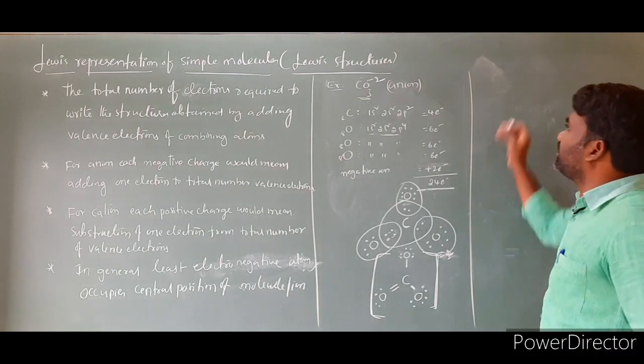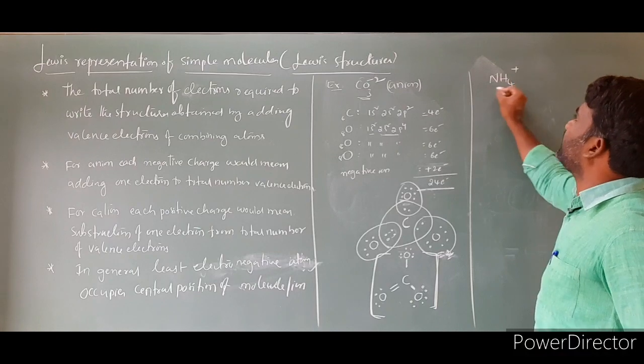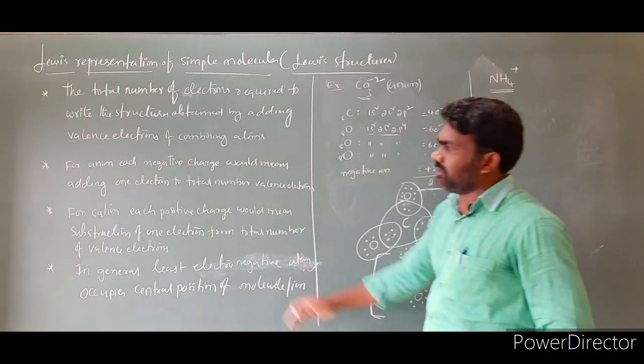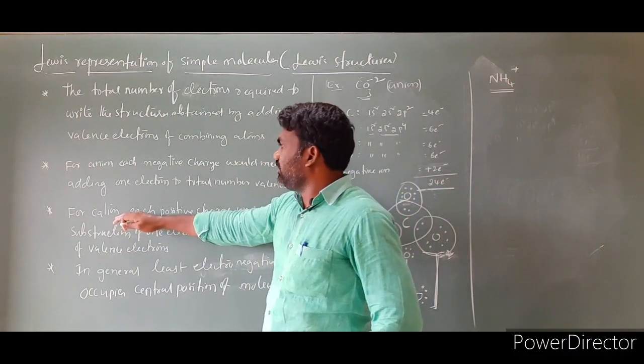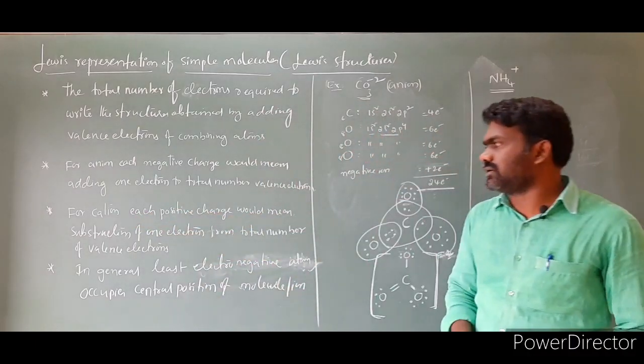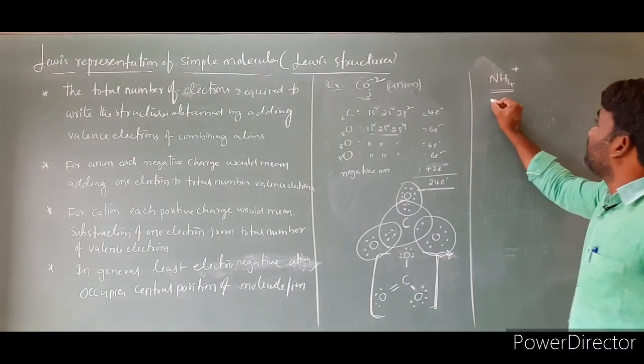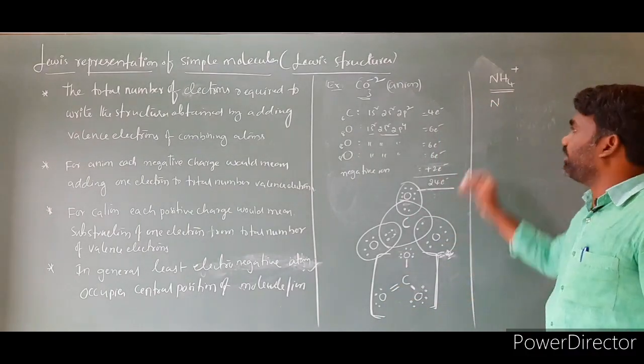Now let us take another positive ion case. I am taking an NH4 plus ion for a positive ion. For a cation, each positive charge would mean a subtraction of 1 electron from the total number of valence electrons. Let us take a nitrogen atom and write the electron configuration.